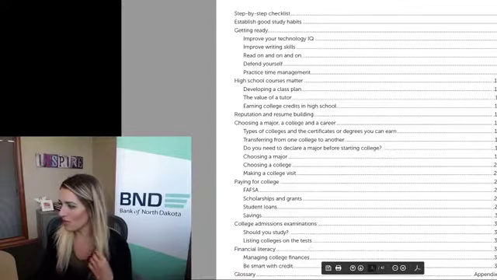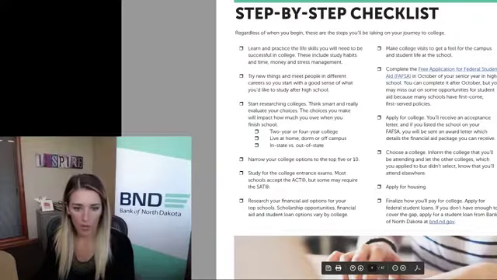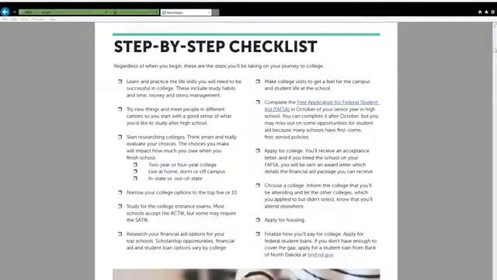So we are going to go through the checklist here. This first checklist is a step-by-step checklist that every single student can use no matter where you are in the college planning process. If you look at here, every single student will go through these different things. Every student will need to practice their life skills to be successful in college. You'll need to think about what type of college you want to go to. You'll need to take your ACTs, apply for housing, all of that kind of stuff.